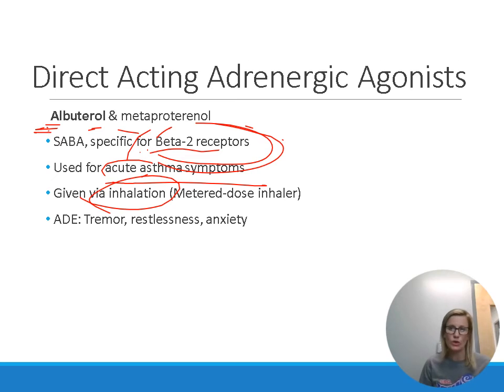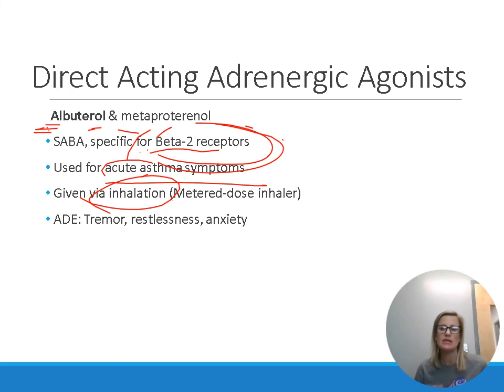Adverse drug effects include tremor, restlessness, and anxiety. We're giving it via inhalation, so there's not as much systemic absorption, but some can still occur, especially depending on how much the patient uses. Sometimes during a severe exacerbation, a patient could be using up to 4 to 6 inhalations at a time, which is a lot.